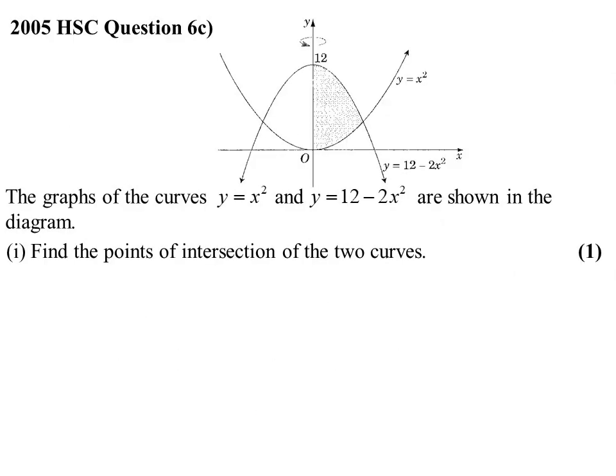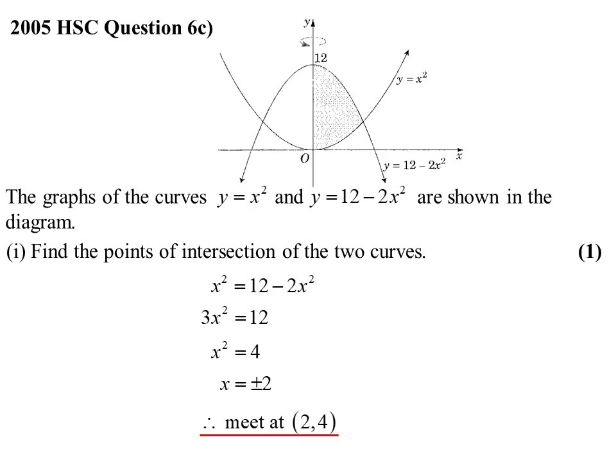Okay, some HSC ones. So back in 2005 they asked this. We've actually got 2 parabolas, and the area between the two we're going to rotate around. Eventually that's what we're going to do. But the first thing they've done is said, oh look, find the point of intersection, because that is going to become quite important when we're doing this question. Okay, so when does x squared equal 12 minus 2x squared? We get plus or minus 2.